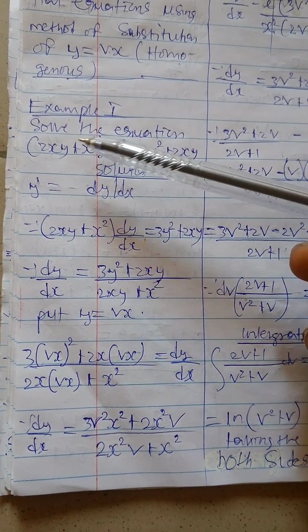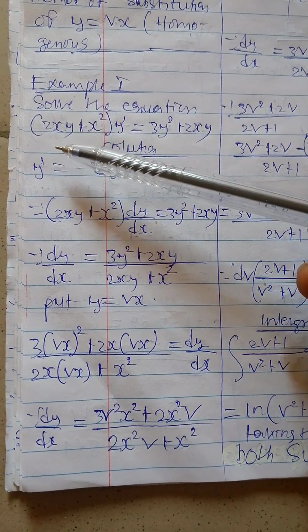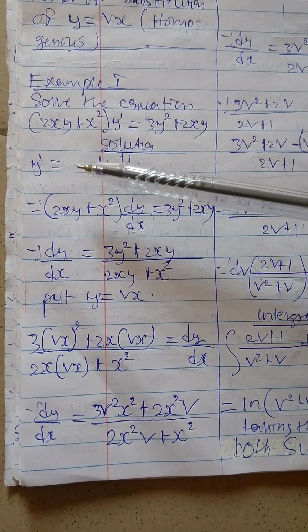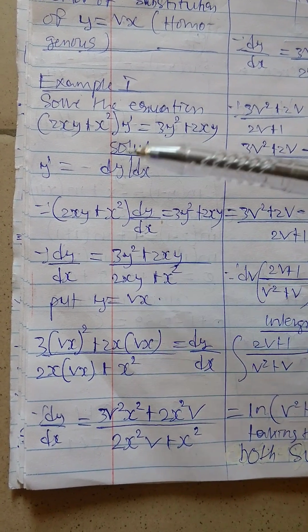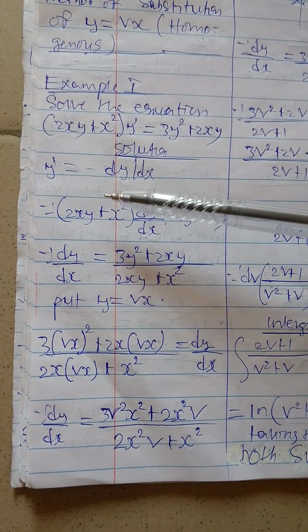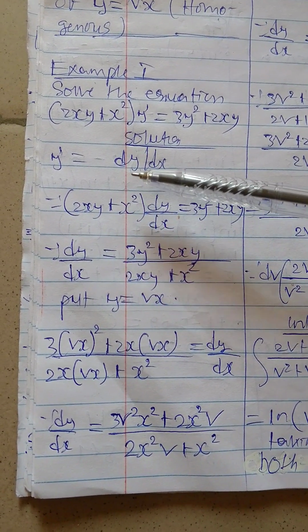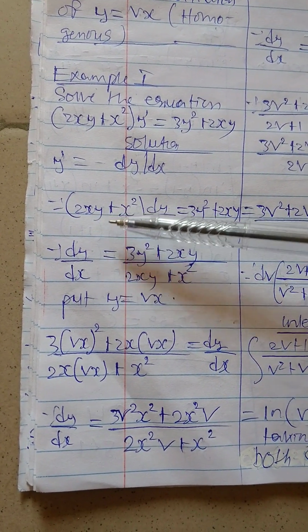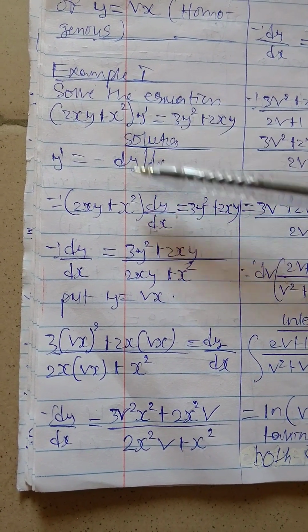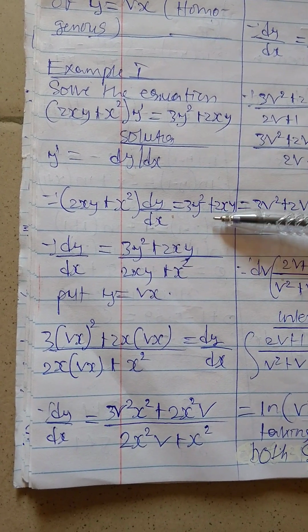Example one says that we have to solve the equation (2xy + x squared) y prime = 3y squared + 2xy. Now, to solve this, you know that y prime is equal to dy over dx, right? So putting it here, that becomes (2xy + x squared) dy over dx is equal to 3y squared + 2xy, right?